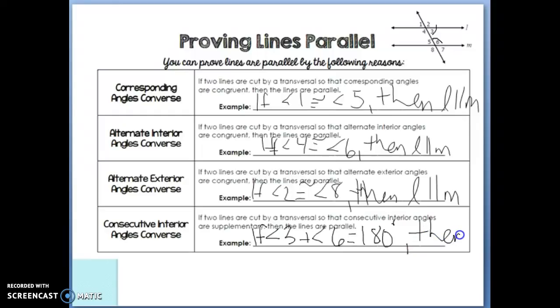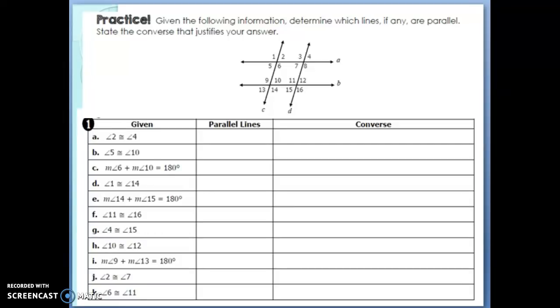then because they are supplementary and they are consecutive interior angles, so we have to have a picture that shows that, then L is parallel to line M. So if the measure of angle 3 plus the measure of angle 6 equals 180 degrees, then line L is parallel to line M. Okay, so putting those into practice, what this looks like.